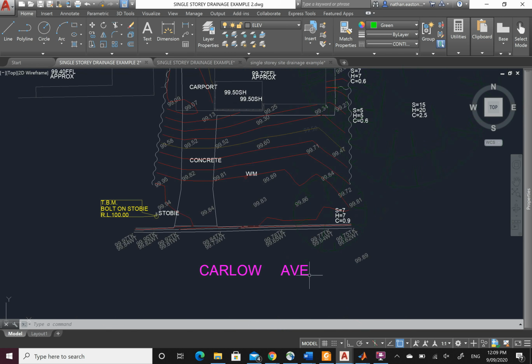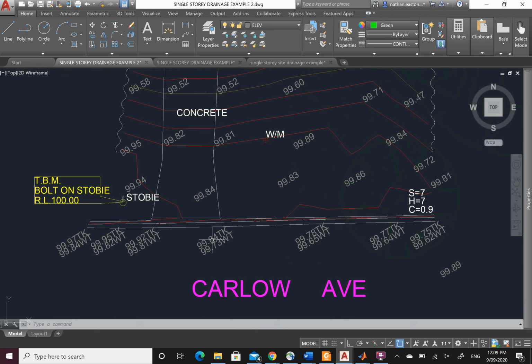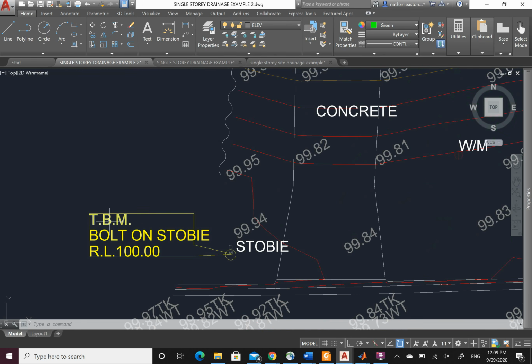From the street, obviously, street name, WT, TK. So WT is the level of the water table, TK is the top of the curb. TBM is our temporary benchmark, which is a bolt on the stobie pole, and it has an RL of 100. So RL, reduced level, TBM, temporary benchmark.